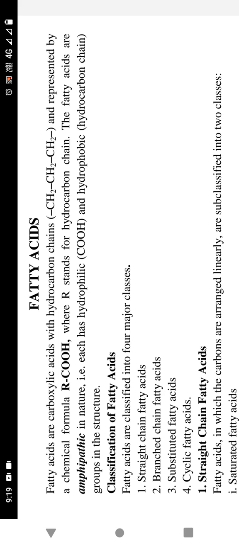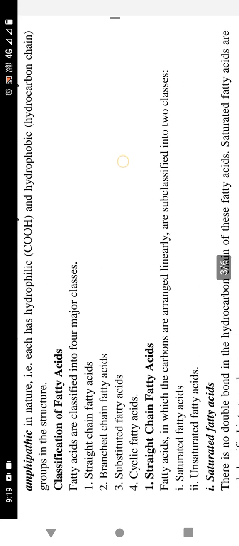Here we see the classification of fatty acids. Fatty acids are classified into four major classes: straight chain fatty acids, branched chain fatty acids, substituted fatty acids, and cyclic fatty acids. First, we look at straight chain fatty acids, in which the carbons are arranged linearly. They are also divided into two classes: saturated fatty acids and unsaturated fatty acids.